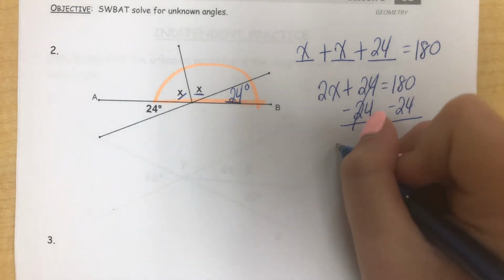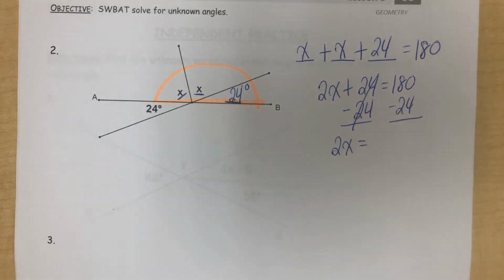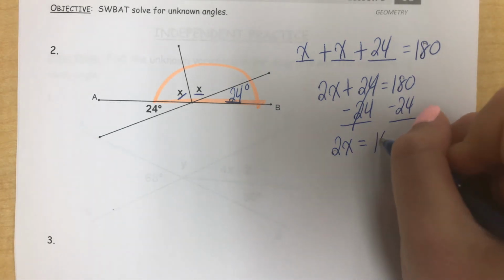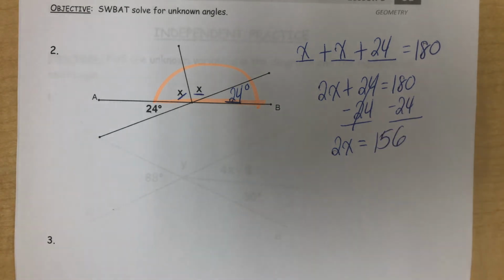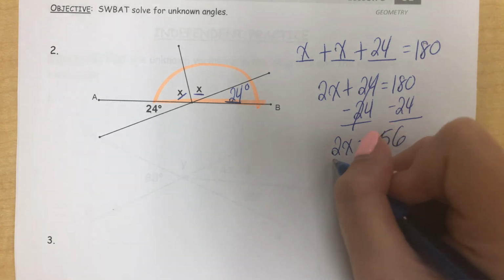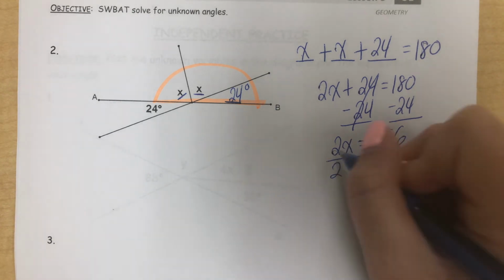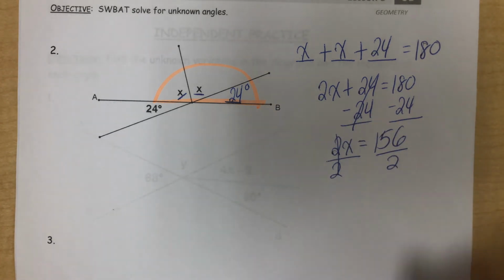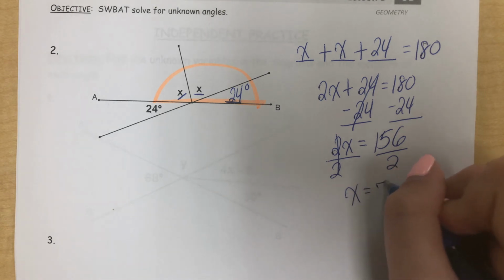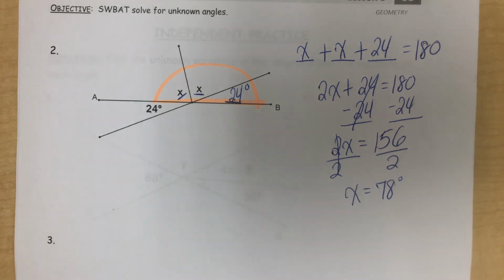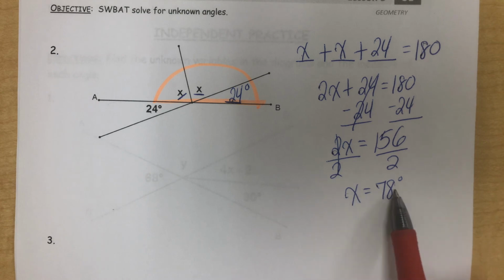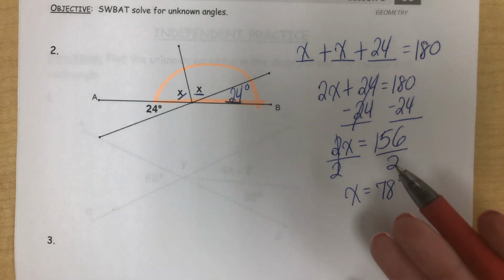So after I subtract away that 24, I'm left with 2x equals 156. And then again, the opposite of multiplication is division. So I have to divide out 2 on both sides. And then I finally found that x equals 78 degrees. All right, now if you think back to the first page, the directions ask us to not only solve for x, but to find all the missing angles.